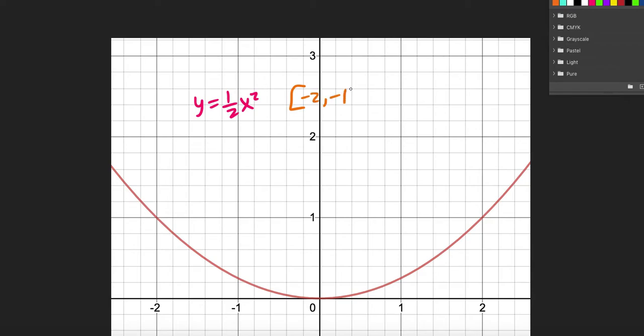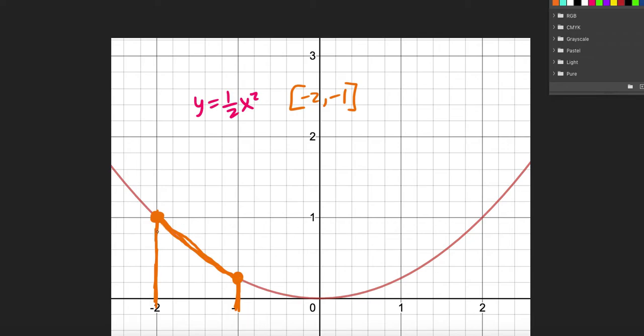So I'm going to look at it in between -2 and -1. So what that means is it wants me to look at it from here to here. We don't care about anything else that's going on in the function. So I'm going to put dots on the function at those 2 x values, and then I'm going to pretend like this is just a line. So I'm just going to connect those dots, okay, and I'm just going to find the slope.